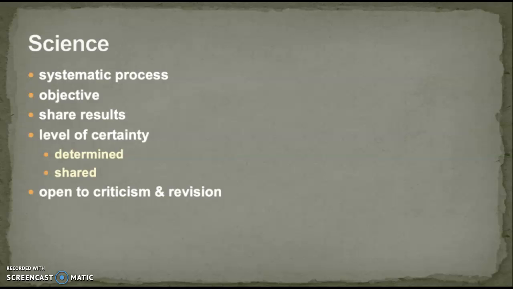And of course, that leads us to the last point here, which is that it's very important in the sciences to be open to criticism and revision. One of the reasons why we share our results is so that other people can look at them and give us feedback and try to repeat the work that we've done, see if it makes sense based on the research they've done. So criticism and revision is extremely important in the sciences to make sure that we have the best possible answer with the highest level of certainty.